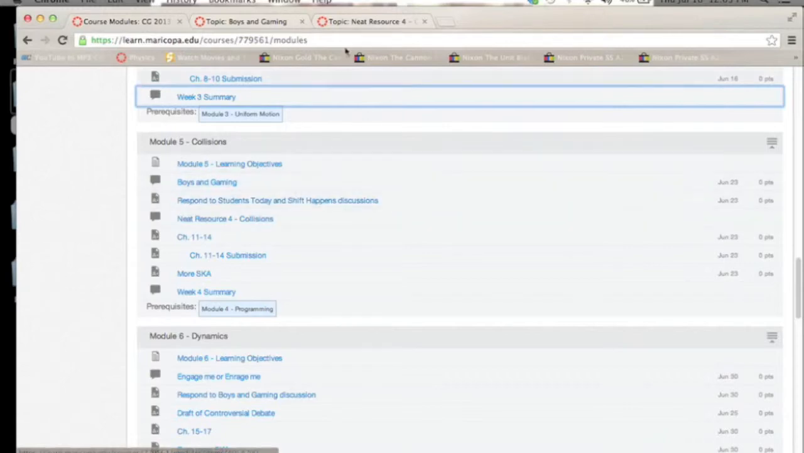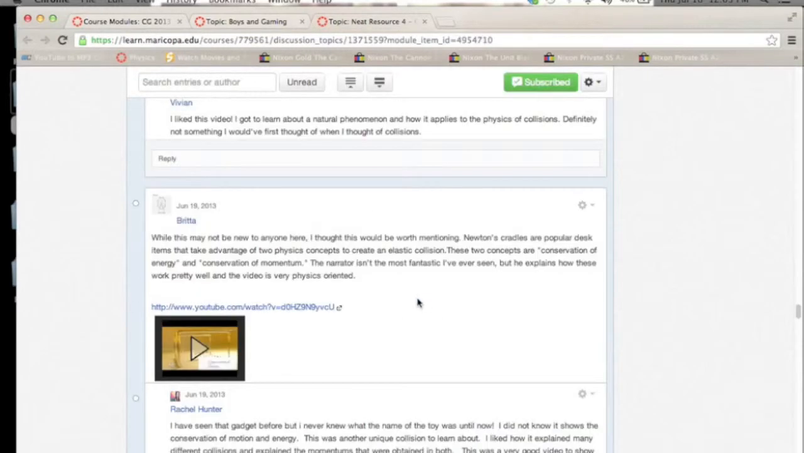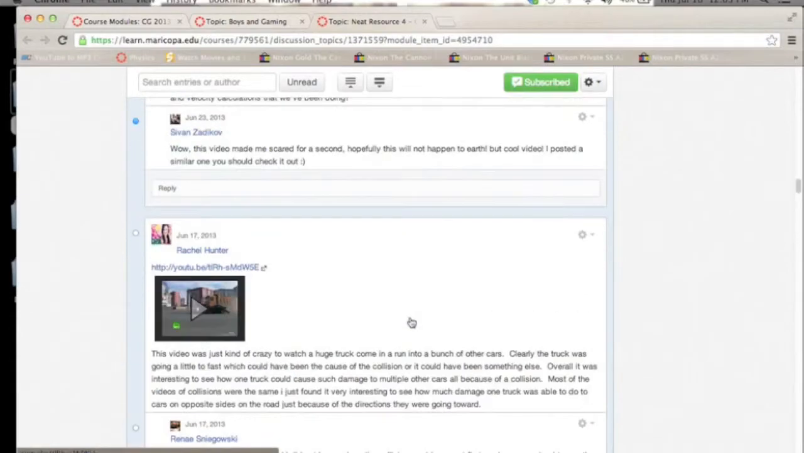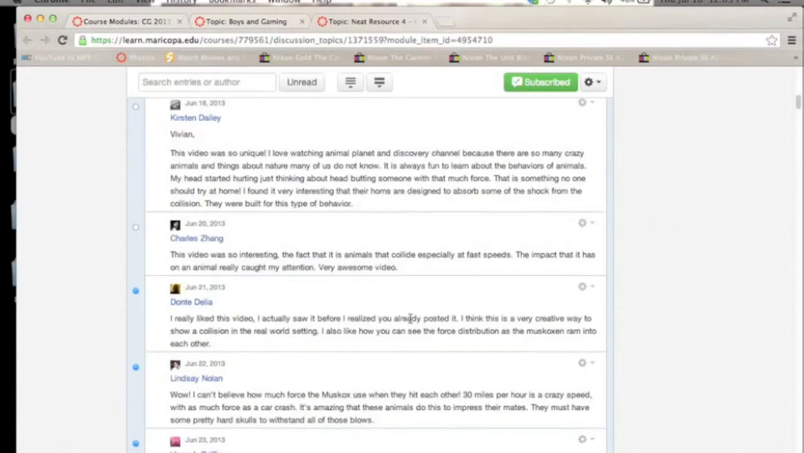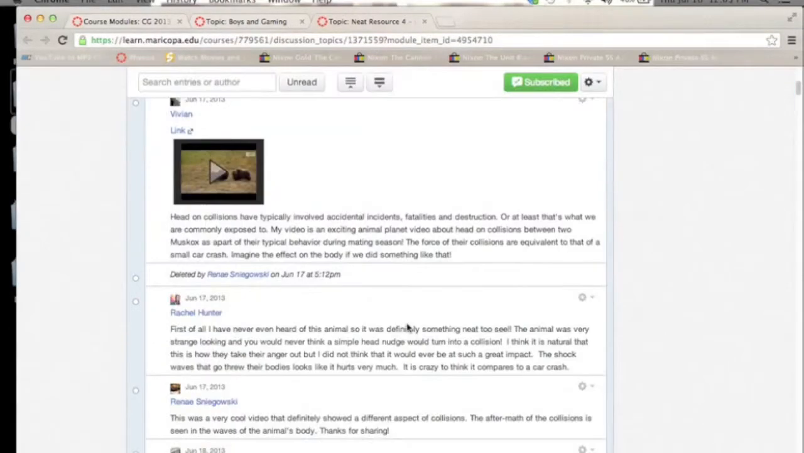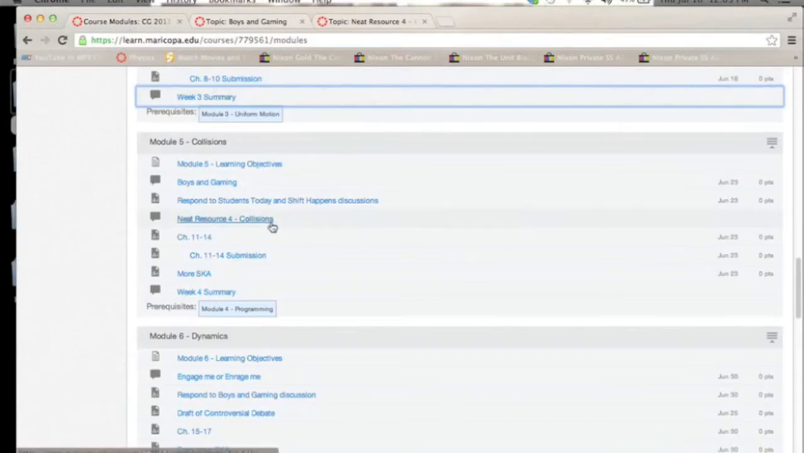Neat resource number 4, collisions. This is pretty interesting. We had to post a video on collisions, and my video gave perspective on what a collision is and what occurs during the collision. Alright, and then we went into chapters 11 through 14.